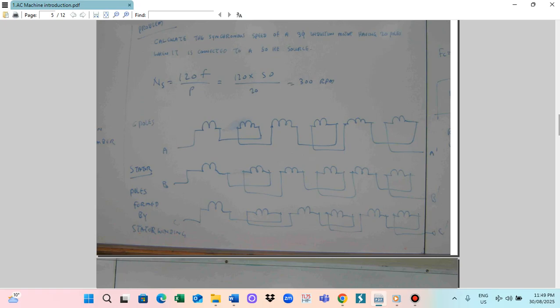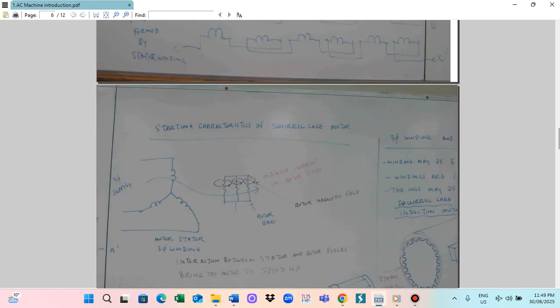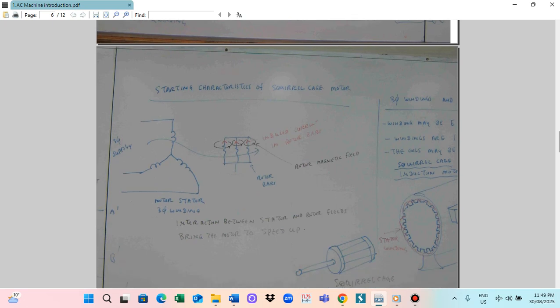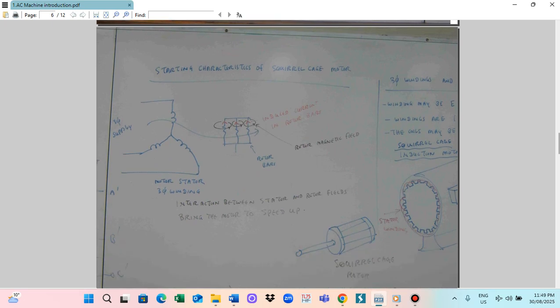For the machine to operate, normally we need to supply electrical supply to the stator. So the motor stator has a three-phase winding. We can draw the stator like this, the motor stator with the three-phase winding. This is called the stator winding.